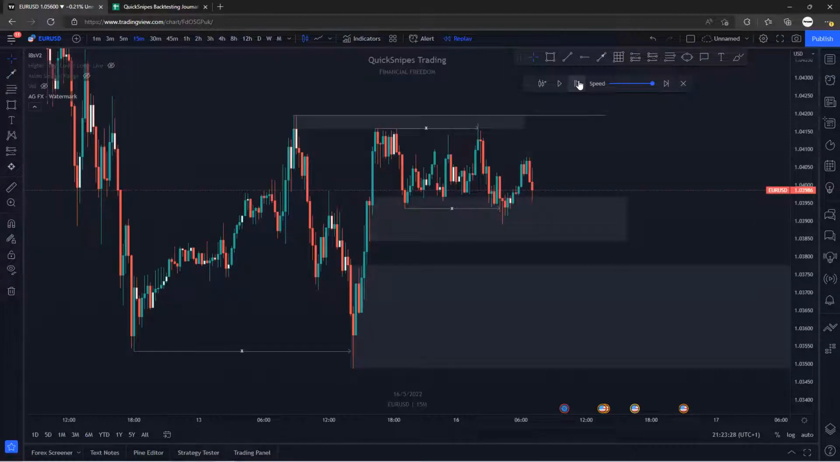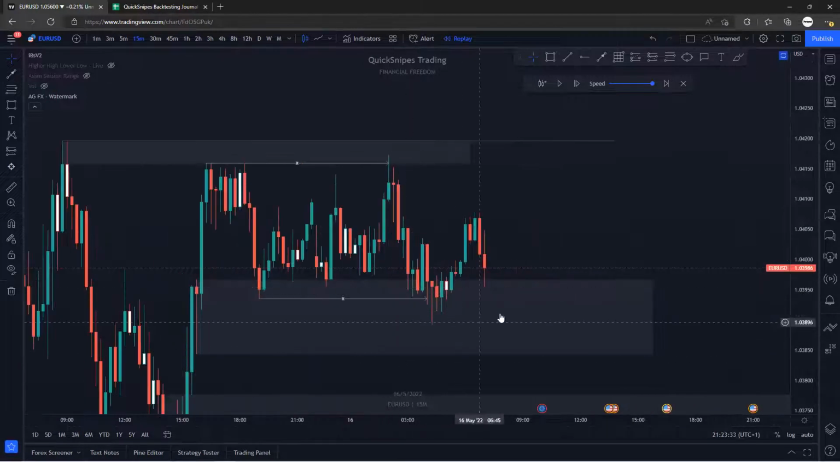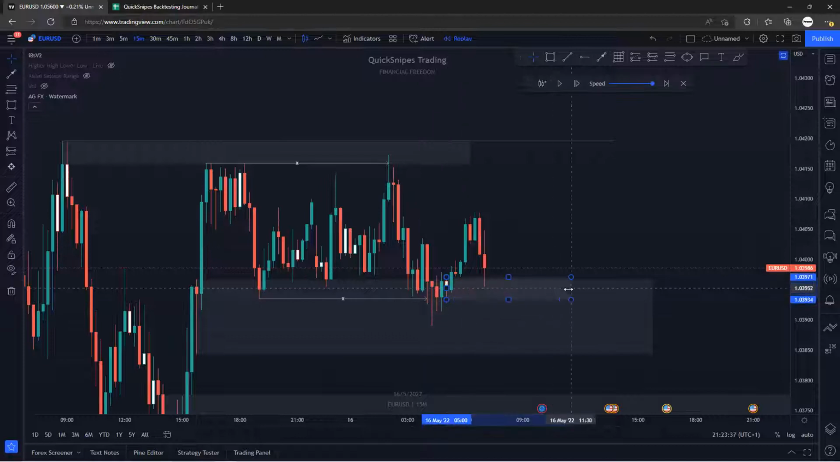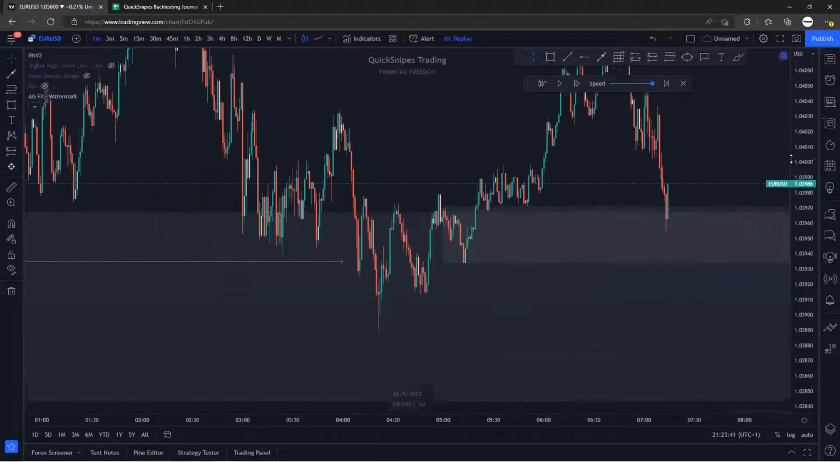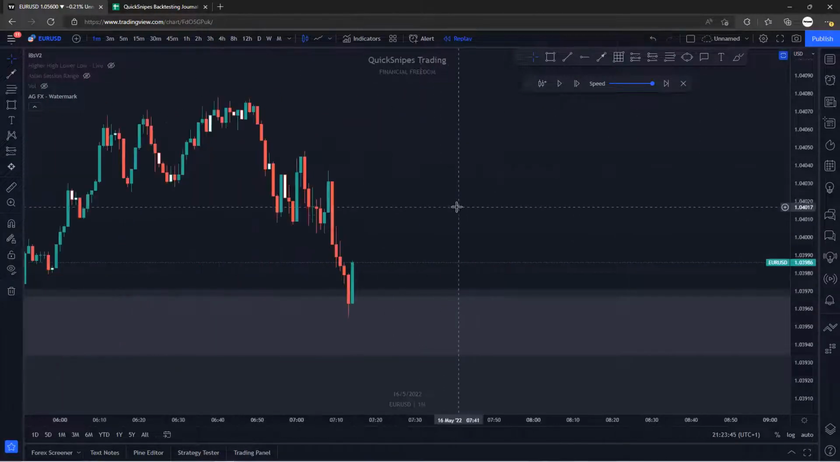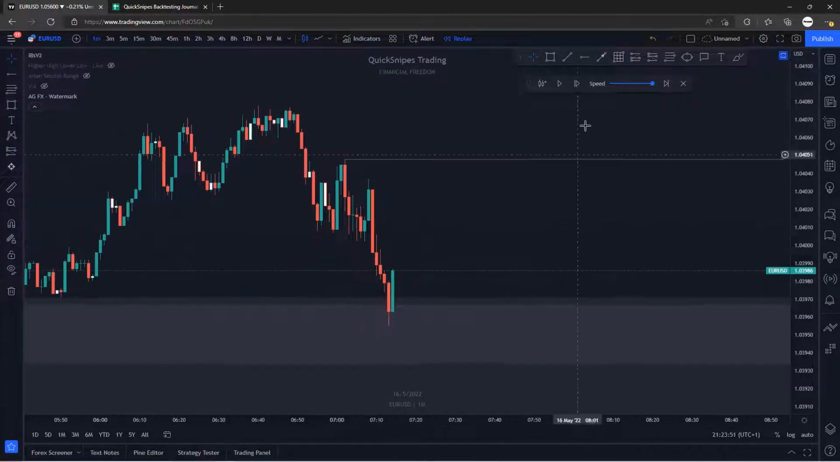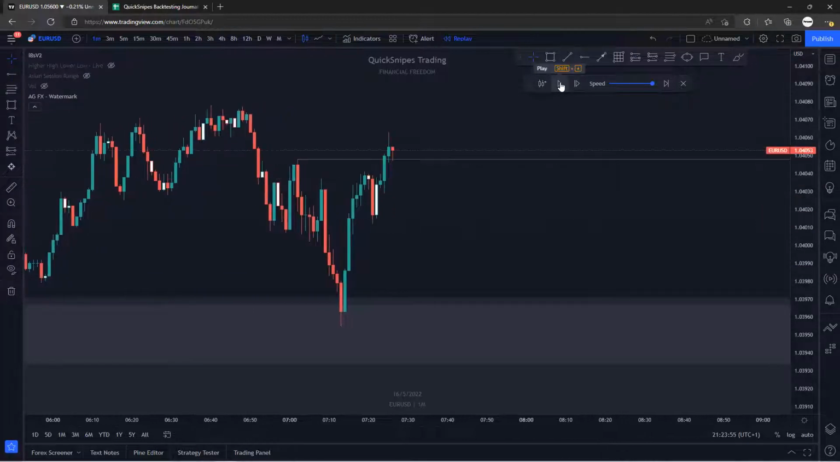Okay. So what I'm now seeing in 15 minutes, yes, demand is still in control. So I can potentially look for demand entries now. We've marked up that 15-minute demand over there. I want to see this high over here fail. There it goes. High failed.